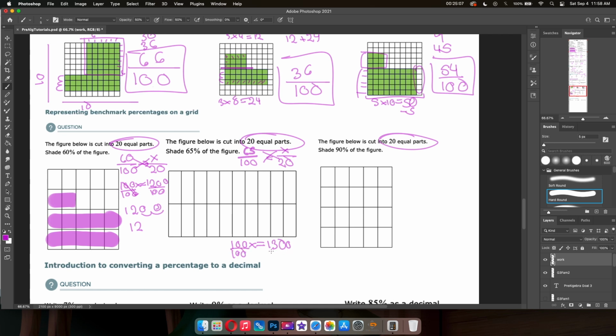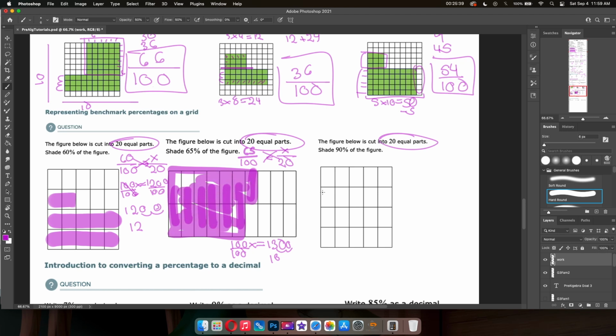Wait a second. 65, no, 65 doubled, so that's 120. Yeah, 1300. Okay, my brain stopped working for a second. Move the decimal over because I'm dividing by 100. We were doing that earlier, so that means I'm going to be shading 13 spaces. So 2, 4, 6, 8, 10, 12, 13 spaces. That's everything that I'm shading, this entire box right here. Ta-da!